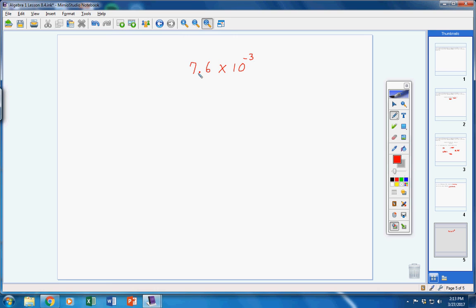So first of all, I know I'm going to move the decimal 3 places. The question is which direction? Well, it's a negative, so I know the decimal came from over here somewhere. So I've got to put it back over here. So move it 3 places. 1, 2, 3. So I know I'm going to add 2 zeros. My decimal is now here. It's not here. So my answer is 0.0076.